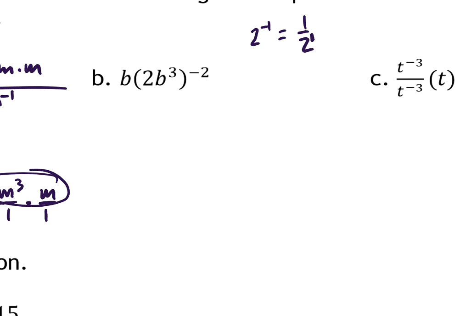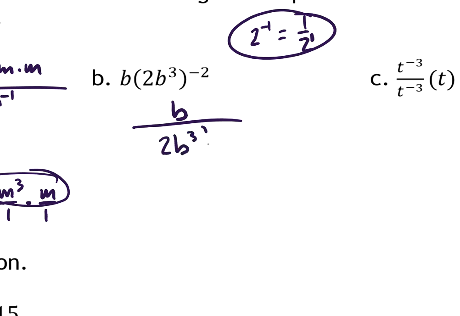So if I look at b, what I have here is a b, and then I've got times 2b cubed to the negative second. Well, in order to deal with that negative 2 exponent, I'm just going to use this relationship, and I'm going to write it as 2b cubed to the positive second. So now I don't have to deal with the negative exponent anymore by relocating those factors of 2b cubed into my denominator. I now have a positive 2 exponent.